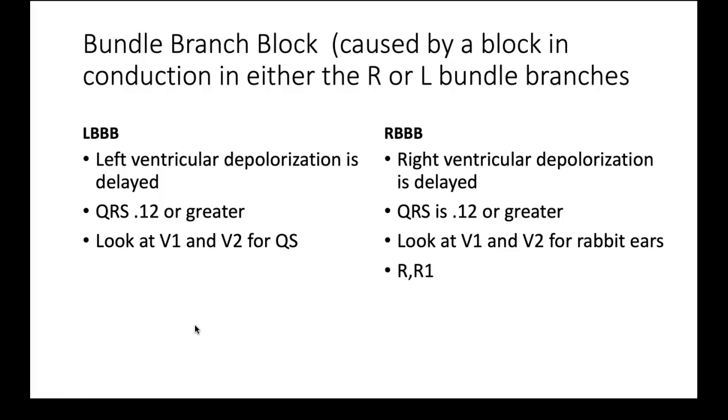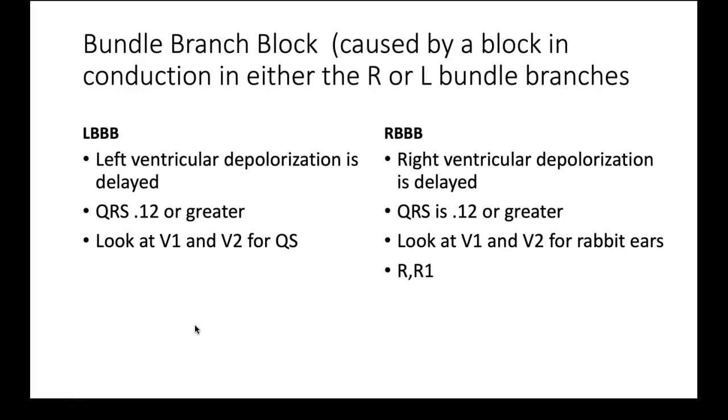Now we're going to look at bundle branch blocks. So these are caused, this is that wide QRS complex, and this is usually caused by a block in conduction either on the right side or the left side of the bundle branches. So it's pretty easy to recognize bundle branch blocks once you realize there's a pattern to it. Again, it's all about patterns. So we're going to look on the next slide at the differences. We're going to look at V1 and V2 for both of these. Remember that it's considered a wide complex if the QRS is greater than 0.12.